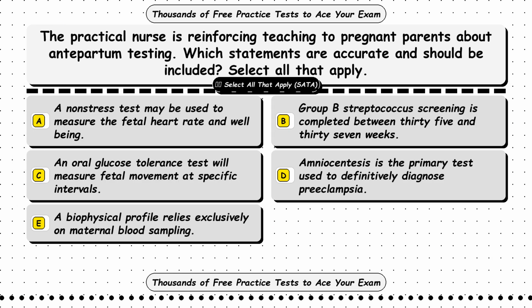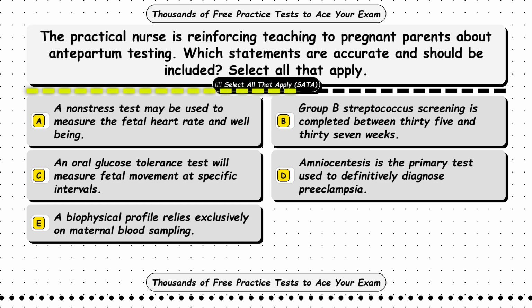Question 38. The practical nurse is reinforcing teaching to pregnant parents about antepartum testing. Which statements are accurate and should be included? Select all that apply. Option A. A non-stress test may be used to measure the fetal heart rate and well-being. Option B. Group B streptococcus screening is completed between 35 and 37 weeks.